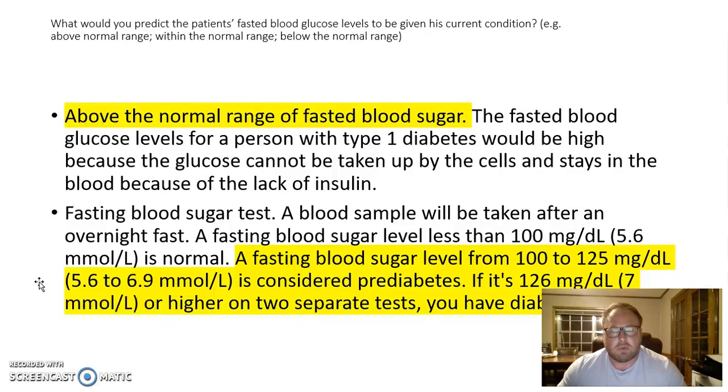So the other question was, what would you predict the patient's fasted glucose levels to be given his current condition? In a fasted state, somebody with diabetes would display a higher than normal level of glucose in the blood because there's a lack of insulin to take it up. So I would predict that his fasted blood glucose would be higher or above the normal range of fasted blood sugar.